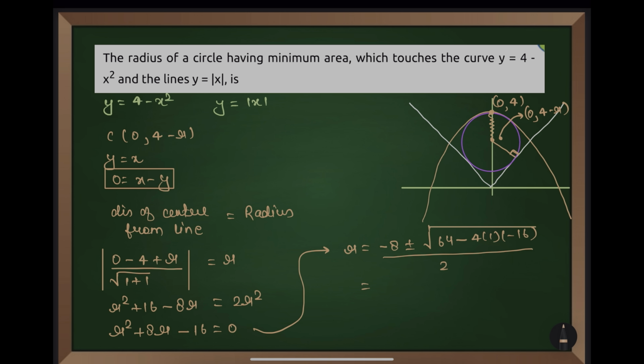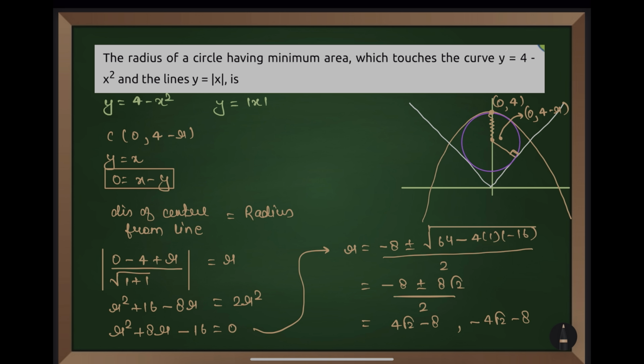Now can I say it is minus 8 plus or minus 8 root 2 by 2, because here it is making 64 and here also it is 64. So it is 128. So what is 128? It is 2 times 64. So 64 can be written as 8 into 8. So 8 will come outside. So the radius will be what? 4 root 2 minus 4, and minus 4 root 2 minus 4.